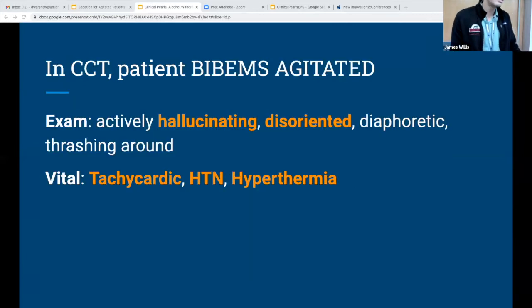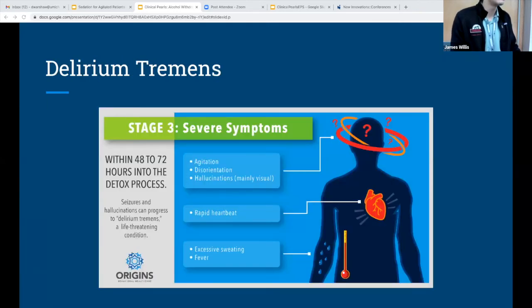And last one, say you're on your CCT shift, patient's brought in by EMS, very agitated. You put them on the monitor, you see they're tachycardic, hypertensive, hyperthermic. They're actively hallucinating in front of you, extremely disoriented, diaphoretic. This is the patient you're concerned about, delirium tremens.